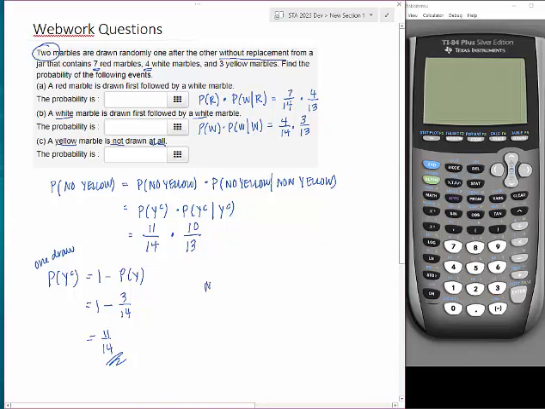Notice that this is not the question, what's the probability of at least one yellow marble? That's a different thing. We did that in class as 1 minus the probability of none yellow or 0 yellows. We could do that if we needed to, but not in this example.